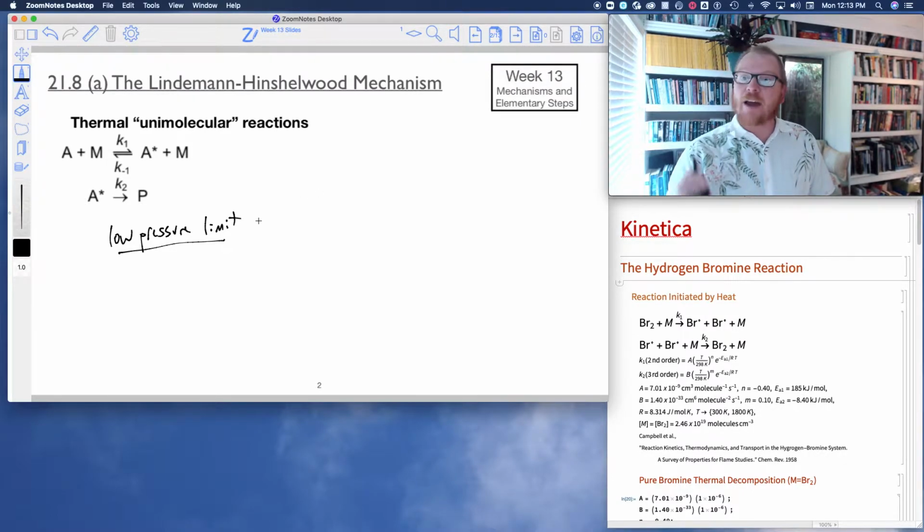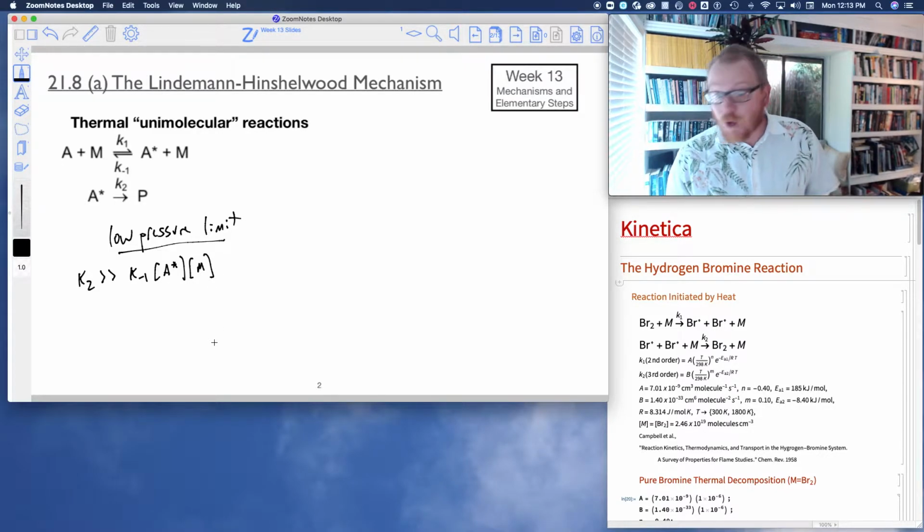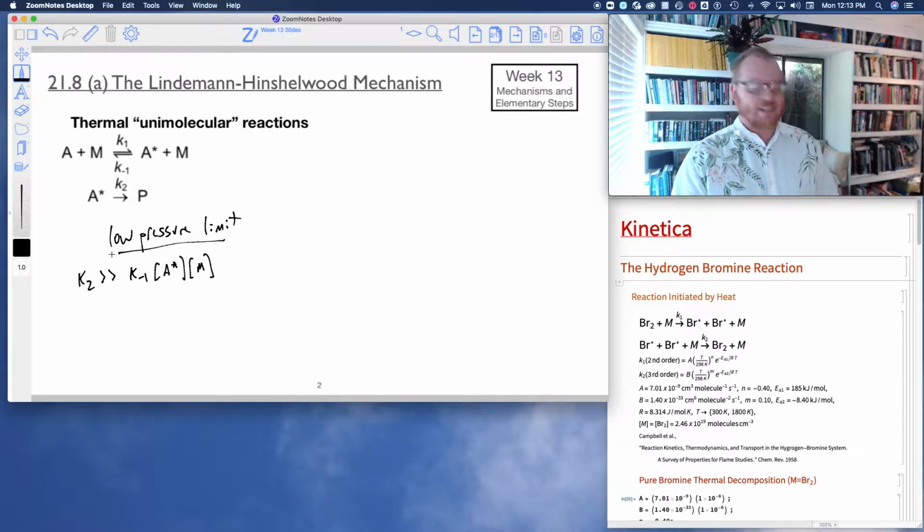The reason for that is not due to the rate constant, but really what's going on is that K2, the value of the rate constant, is much, much greater than the value of K minus 1 times A star times M. In other words, at the low pressure limit, the value of M is very small, so small that it makes K2 much faster, overall much faster.